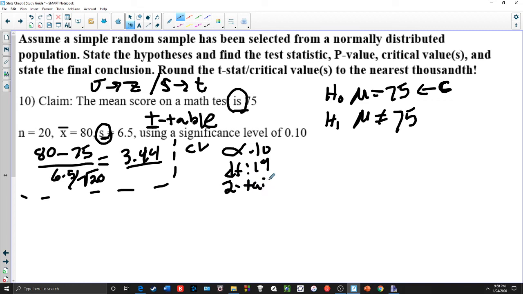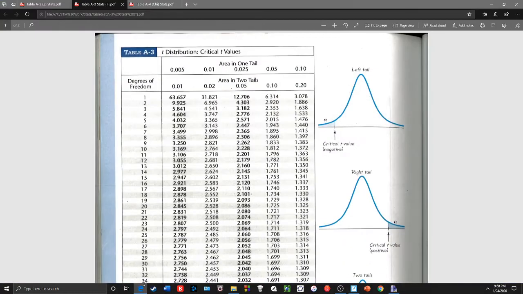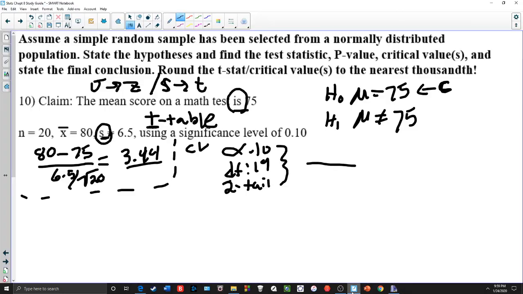You use that information to look up what score goes with this set of items. So 19 degrees of freedom, 0.10, and a two-tail test. Here's two-tail, 0.10, there it is right there. 19 degrees of freedom, right there. It's kind of hard to read on the screen, so give me a second here. 1.729, it looks like. So 1.729 is 19 degrees of freedom, 0.10, in a two-tail test. So 1.729, again, is my CV.